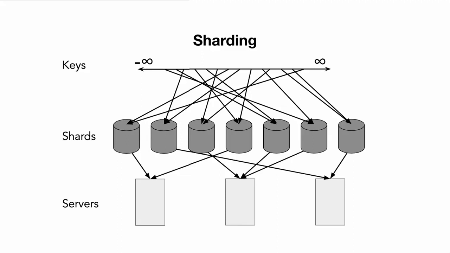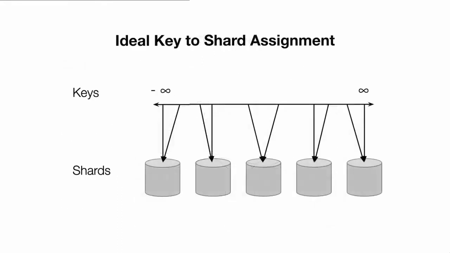So in an ideal key to shard assignment, we want our keys to be evenly distributed among shards, and we also want to get some key locality for keys close together in the key range.